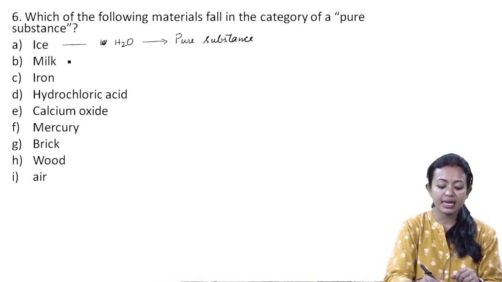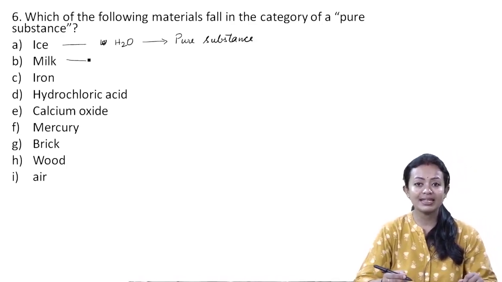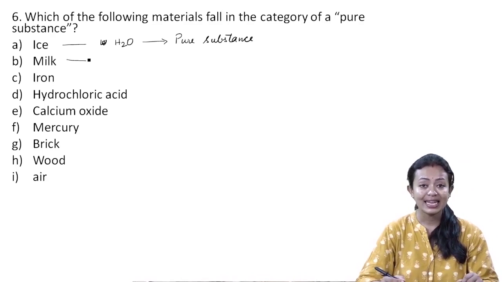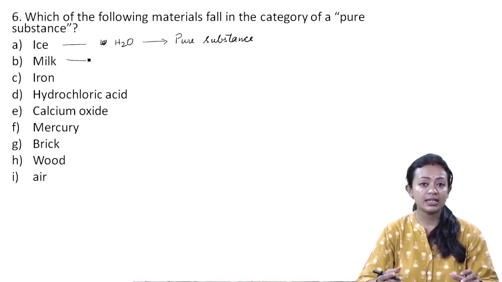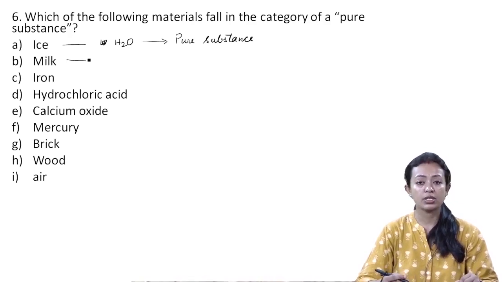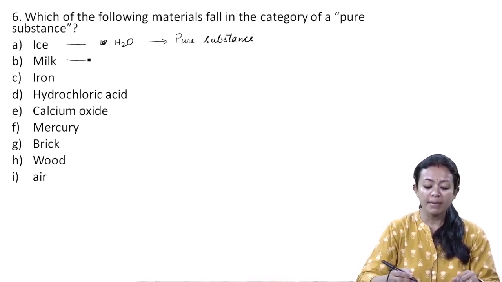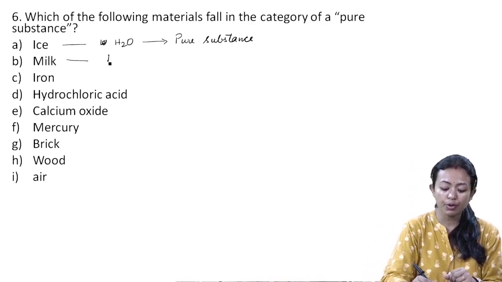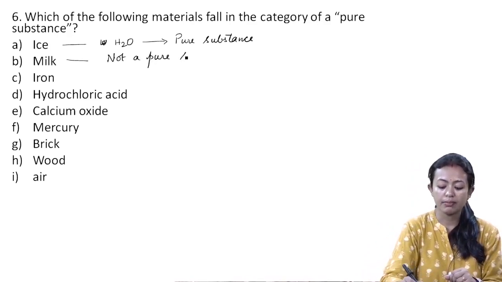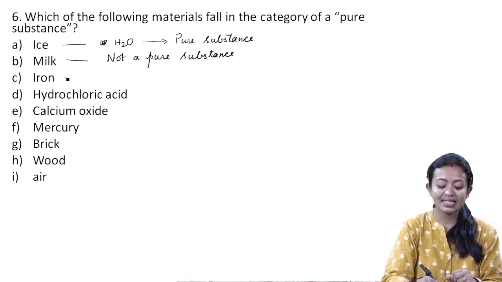Alright, next comes milk. Milk is a colloid and it is a mixture. Why mixture? Because it has fats, proteins, vitamins and other things mixed in the dispersing medium, water. So thus milk is not a pure substance. It's not a pure substance because it is a mixture. It is a colloid.